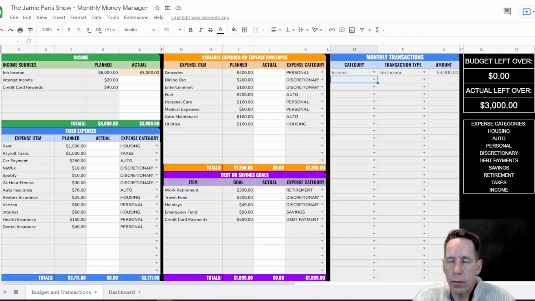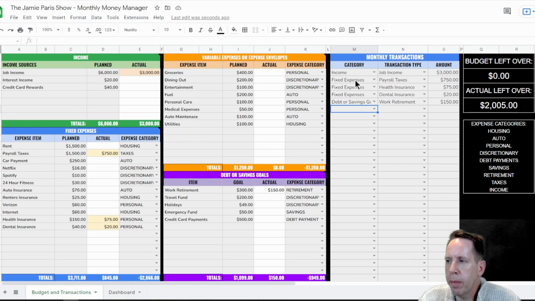and savings goals. So as you can see, I already entered in the income, their first paycheck for the month of $3,000. Now I'm going to go ahead and enter in their payroll taxes, their health insurance, and their dental insurance, as well as their work retirement contribution, as all of that comes out of their paycheck. So I'll go ahead and enter those in now and I'll be right back.